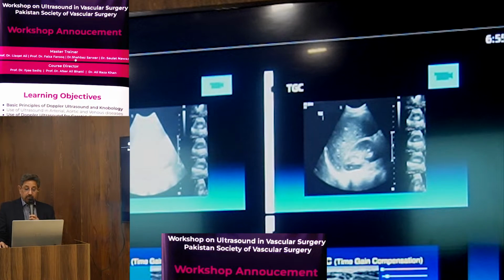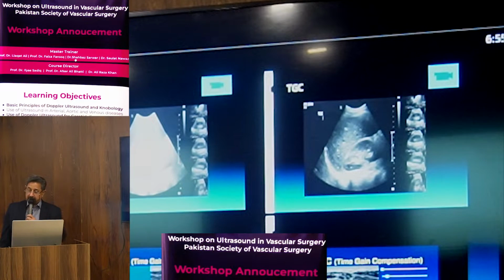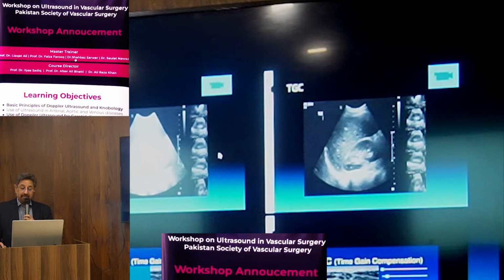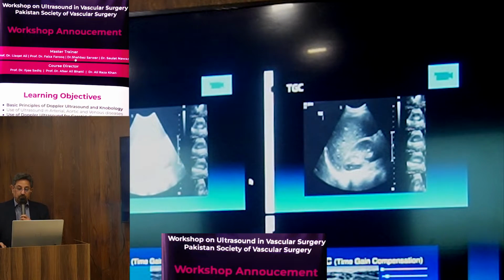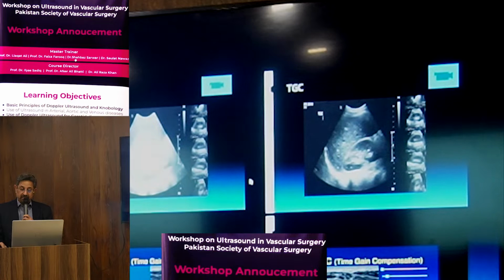There are different knobs, because my topic given to me was knobology and how to fidget with that Doppler machine and play with the keys. There's a knob that is gain, which makes the picture bright and dark. If your picture is very dark, you will lose so many structures. If it's very bright, everything will be jumbled up and you won't be able to make anything out of the structures.